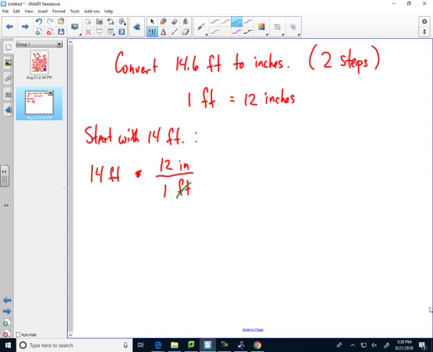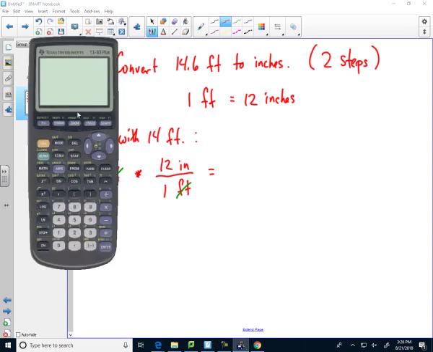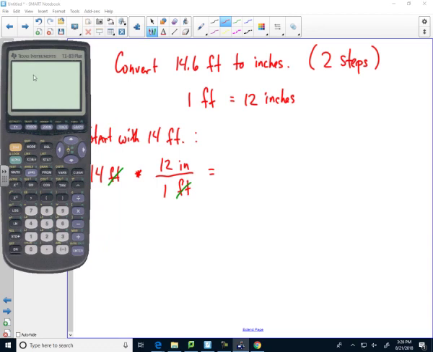That cancels that. Are y'all okay with this whole idea of units will cancel each other out? Remember back when you did fractions? You cancel out numbers. Units cancel too. Everybody okay with that? All right. So this tells us if we multiply 14 by 12, we'll have the part of the answer.